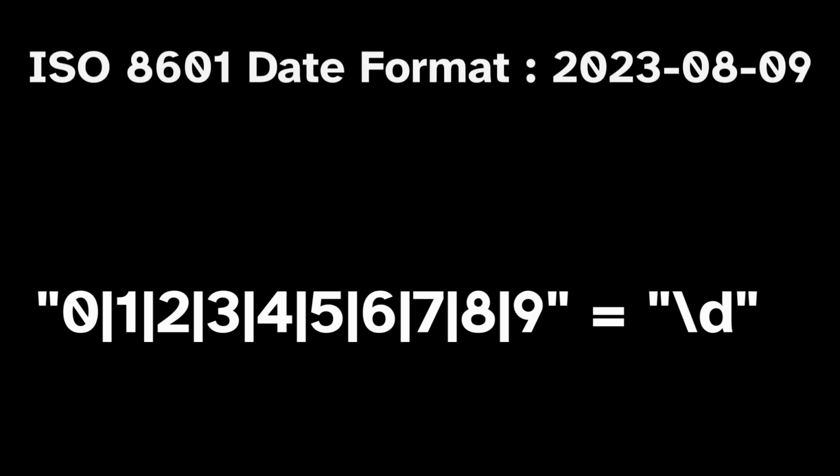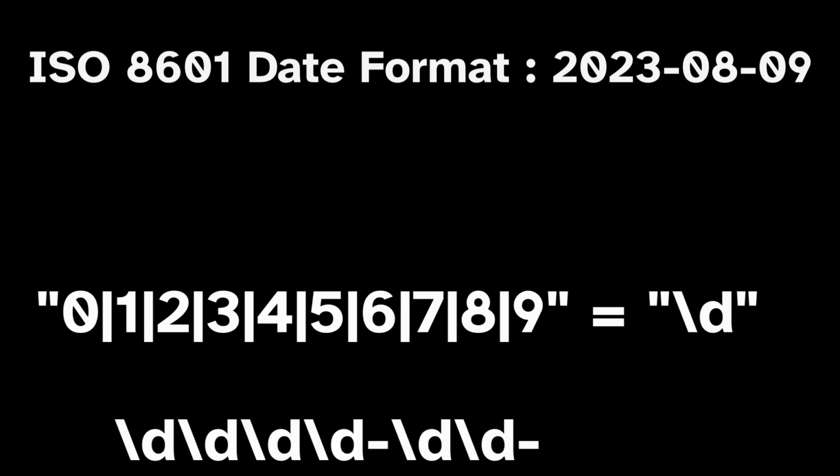So, to find dates in a document, all we need to do is create a regex to match the date. To make things more compact, we can write 0, 1, 2, 3, 4, 5, 6, 7, 8, 9 as slash D. Then we can do an ISO 8601 date like this. 4 digits for the year, followed by a dash, 2 digits for the month, another dash, then the final 2 digits.